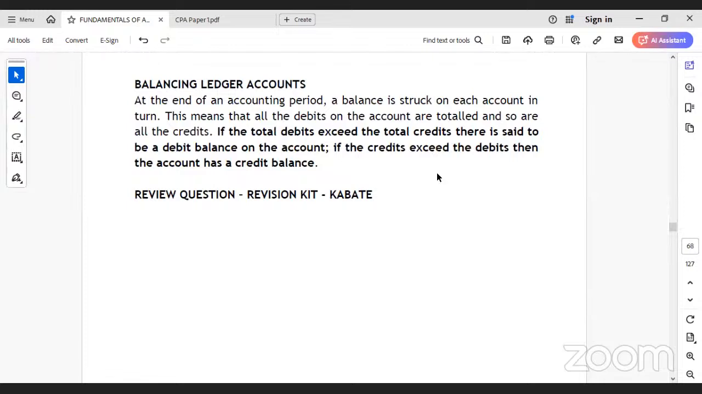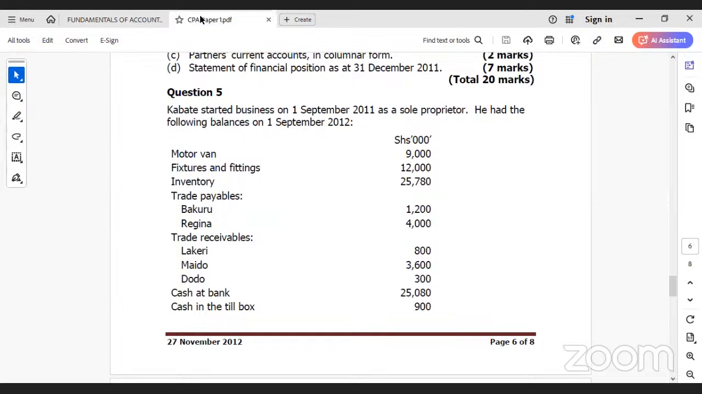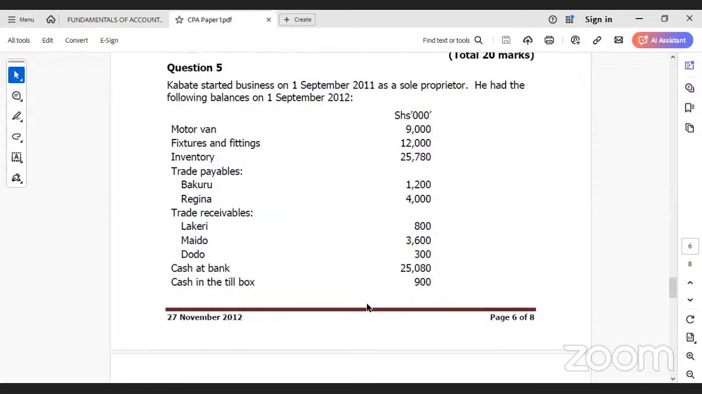So we have a revision question which I'm going to use to see how we can post the different transactions to ledger accounts, and then how we can balance off those accounts one by one. Okay. So we have a question here, which I've shared in our WhatsApp group.